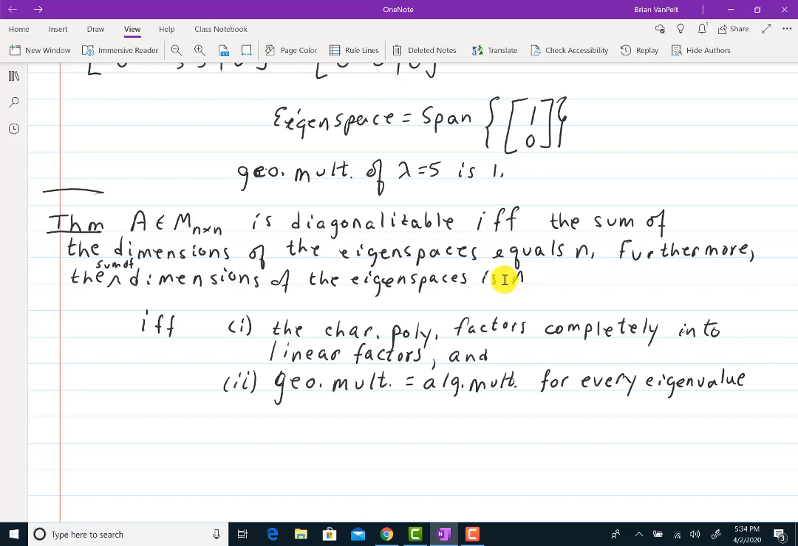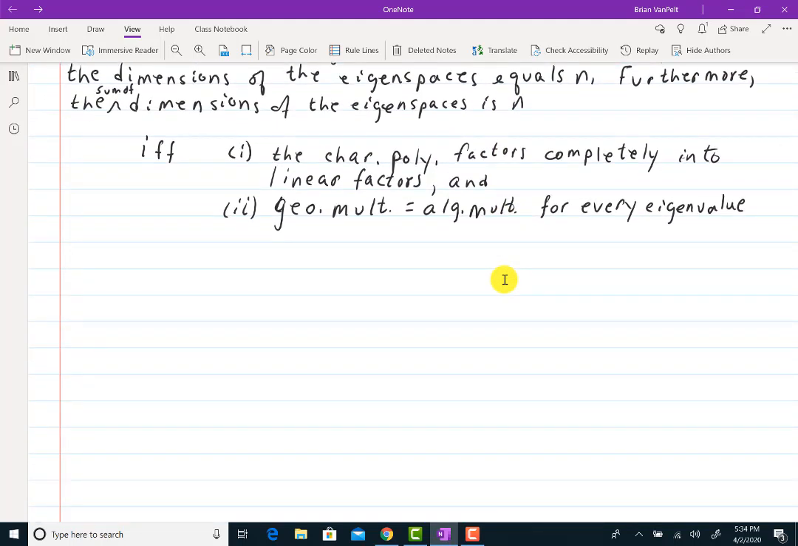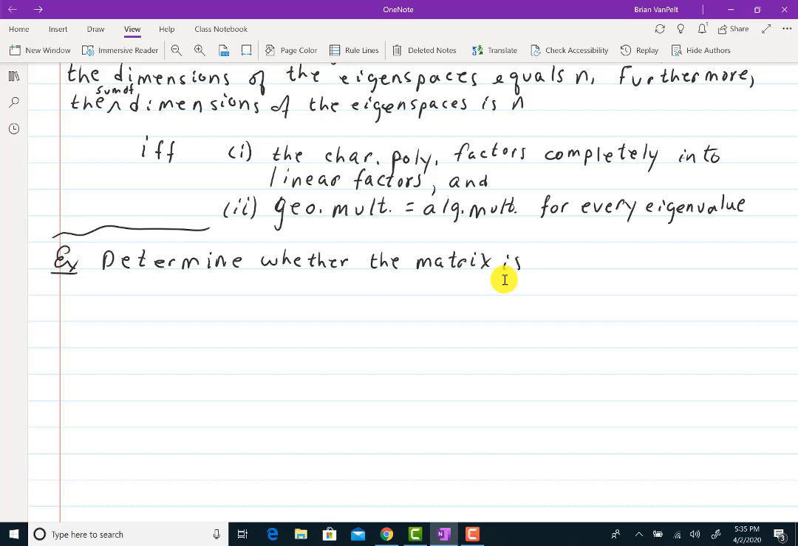Let me do an example. Most of these, I'm not going to do a hardcore big example, not just yet. I just want to illustrate some facts about what I just said in this theorem. It's a complicated theorem, so let's go ahead and do this example. Determine whether the matrix is diagonalizable.